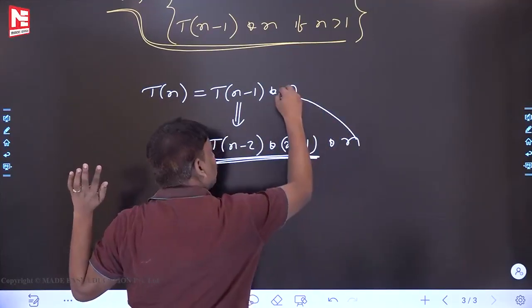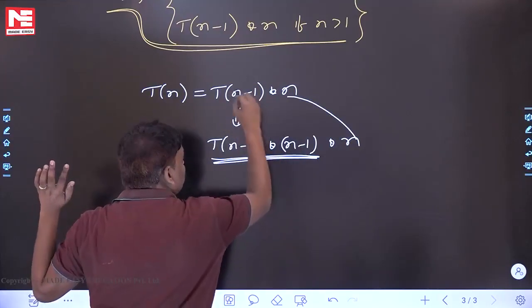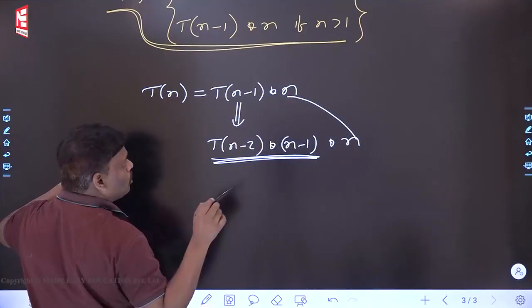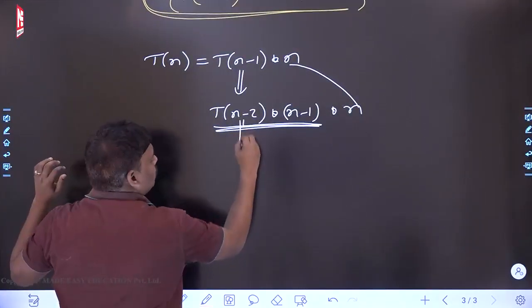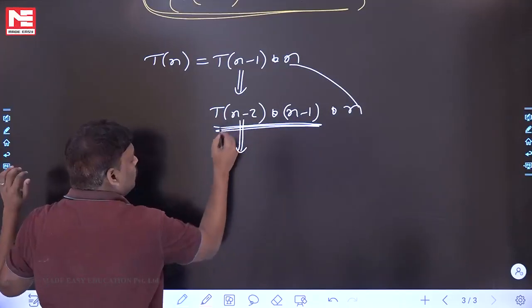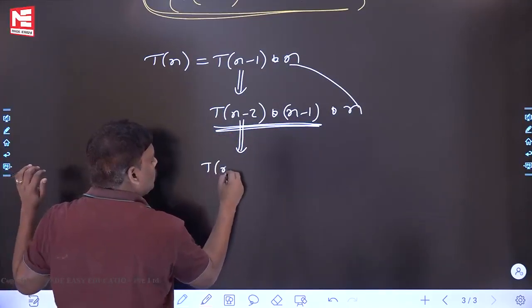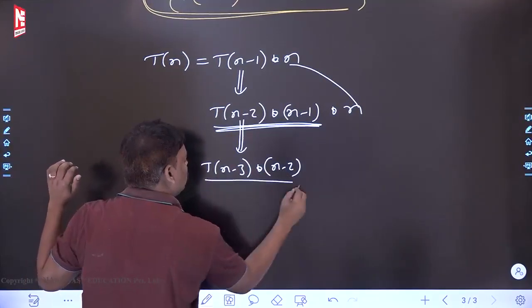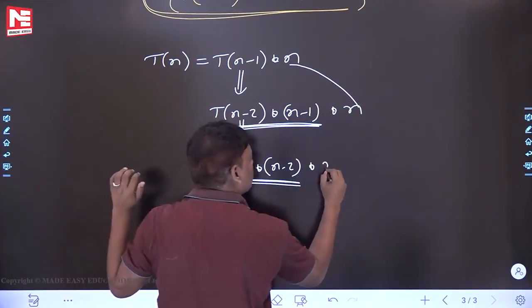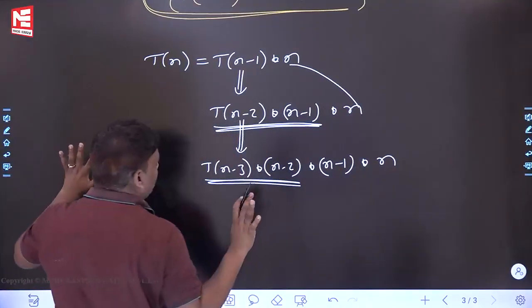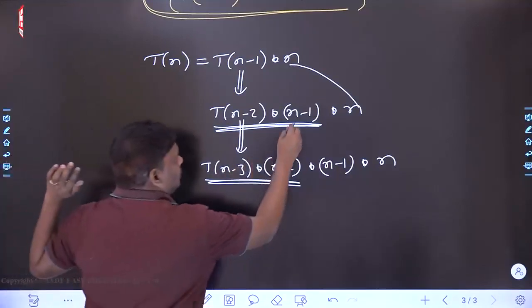Whatever was there previously, the same thing will come. When you substitute the recursive function, this one came. Two times substitution is over. If anyone is still troubled, let's see the third one. Third time, the recursive function is your only goal and the remaining things come as they are. Tn minus 2 is equal to Tn minus 3 into n minus 2, into the remaining things as they are, n minus 1 into n. So I substituted 3 times.